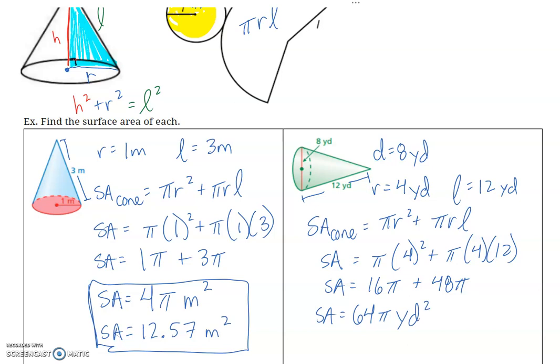So that's exact. If I'm multiplying it through, depending on the problem, it'll tell you what to do. If they don't tell you, then you can choose. If I make it a decimal, it's approximately 201.06 yards squared. Once again, always make sure you have those units.